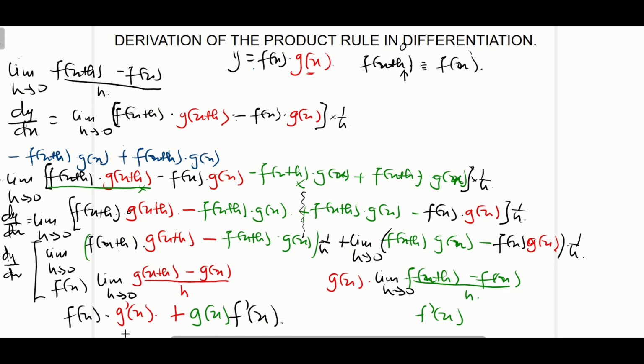So this has now deduced our product rule, which states that dy/dx is going to be the function f of x multiplying the first derivative of the function, g prime of x, plus g of x multiplying f prime of x. So this is our product rule.